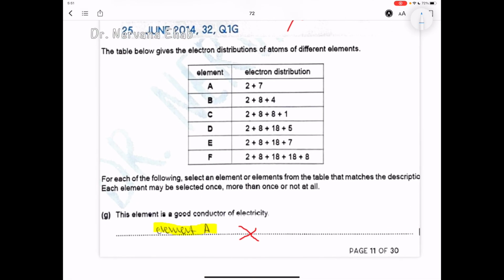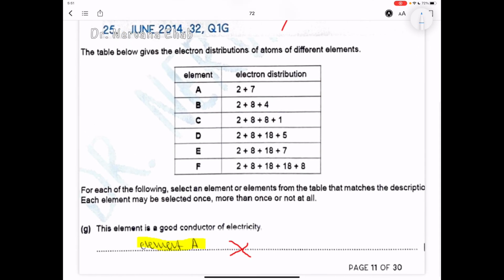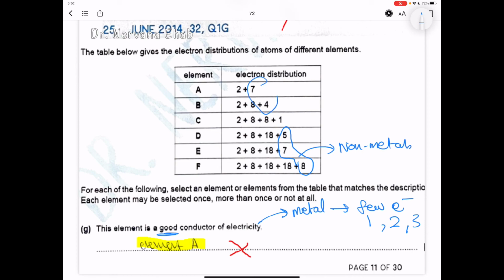A similar question here, but it has a different idea. It says which element is a good conductor of electricity? And so we're really looking for a metal, and we know that metals have few electrons in the outer shell, so either 1 electron in the outer shell or 2 or 3 electrons in the outer shell. These are non-metals, because they have a lot of electrons in the outer shell, 5 or 6 or 7 or 8. These are also non-metals. However, C is a metal because it has 1 outermost electron, and so for sure this is a metal.